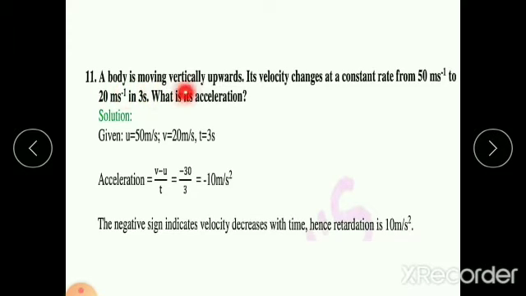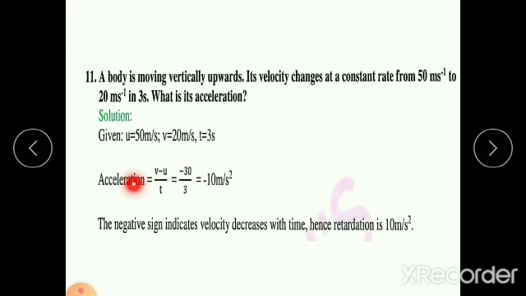A body is moving vertically upwards. Its velocity changes at a constant rate from 50 meter per second to 20 meter per second in 3 seconds. What is its acceleration? So what is given? The initial velocity, the final velocity and the time period are given, and you have to find the acceleration. So first, you have to write the given. The initial velocity u is equal to 50 meter per second, the final velocity v is 20 meter per second, and the time interval is 3 seconds.